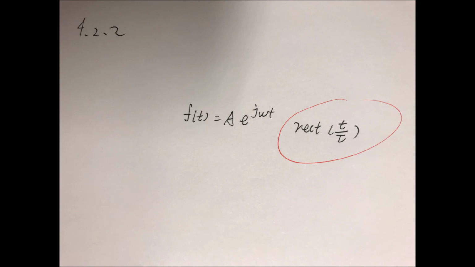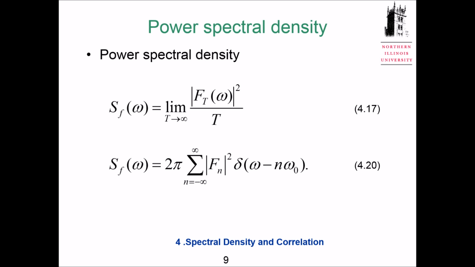Using equation 4.17, based on the problem, we want T to be a number and then T goes to infinity. So for T a number, we want to find F_T(omega). This is a Fourier transform.